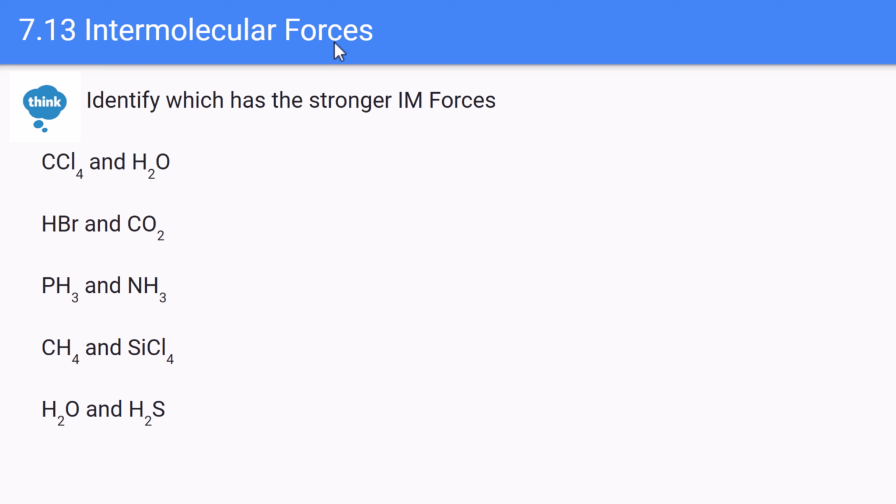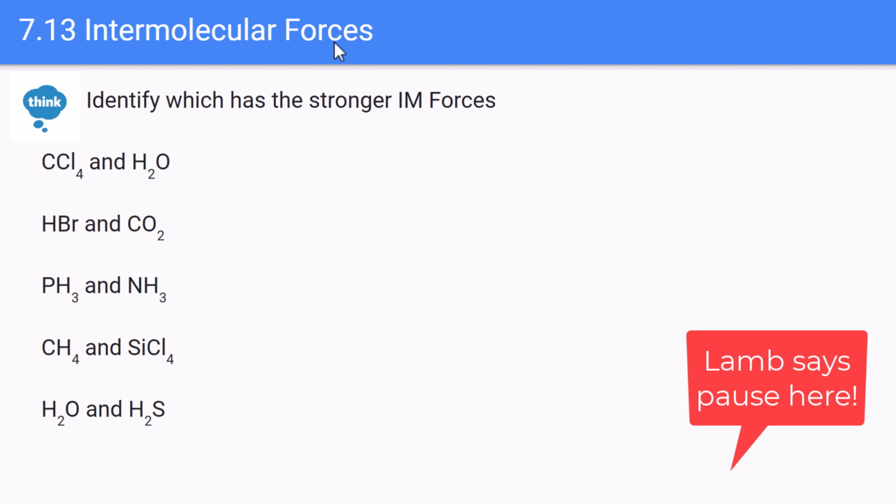Remember, the more intermolecular forces it has, the stronger it's going to be in terms of intermolecular forces. So something that has London dispersion is going to be relatively weaker than something that has London dispersion and dipole-dipole, which would be relatively weaker than something that has London dispersion, dipole-dipole, and hydrogen bonding. Obviously, there are exceptions to that, but again, beyond the scope and sequence of this course. Take a few moments and we'll go through it together.